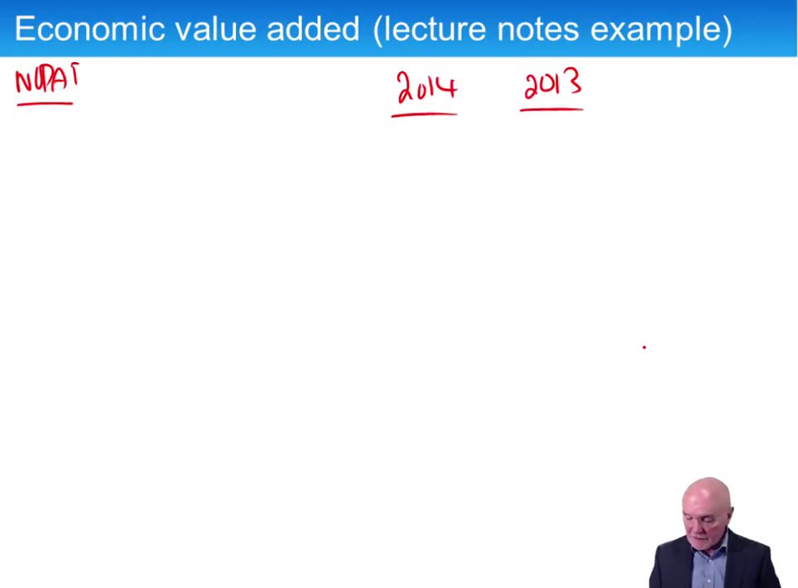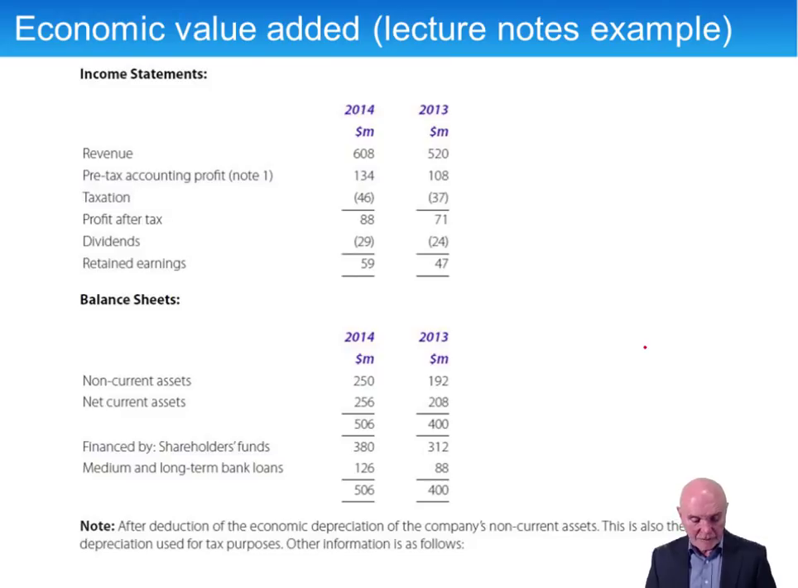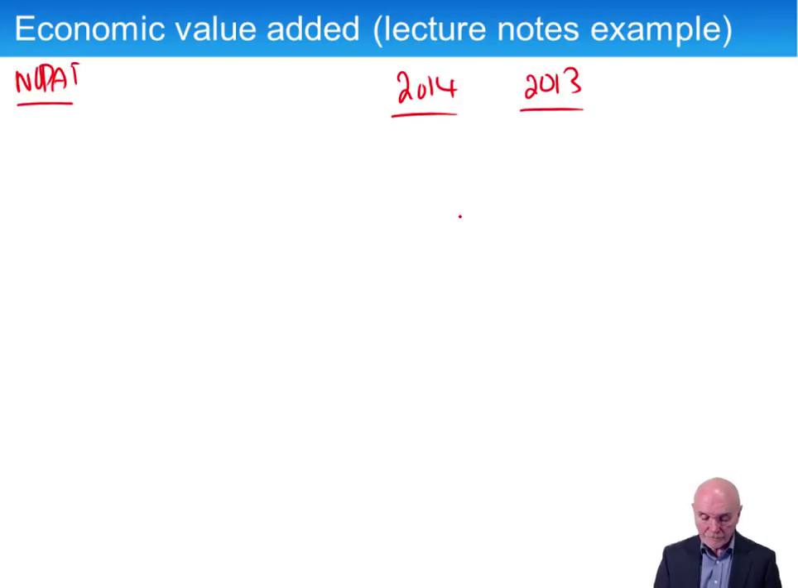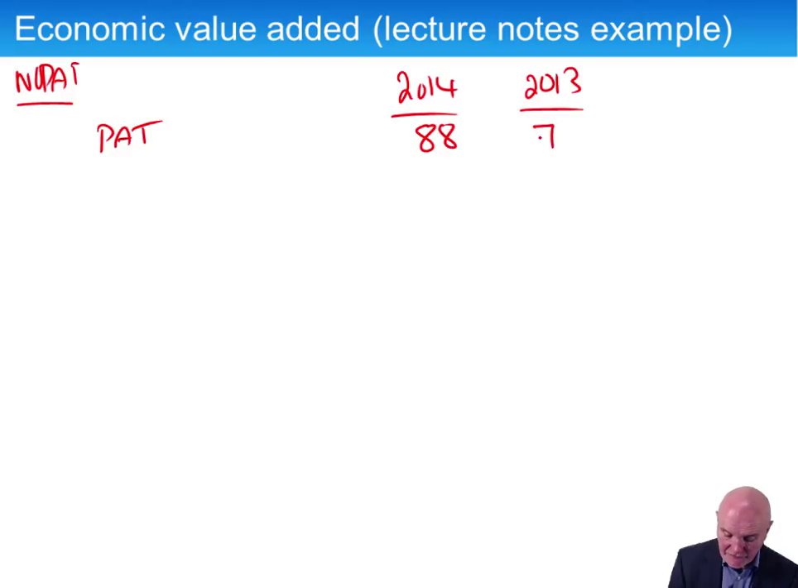And I will start, as I said, it doesn't matter where you start, but I will start with the profit after tax. Dividends are irrelevant here, so I'll start with the 88 and the 71. So profit after tax, 88 and 71.